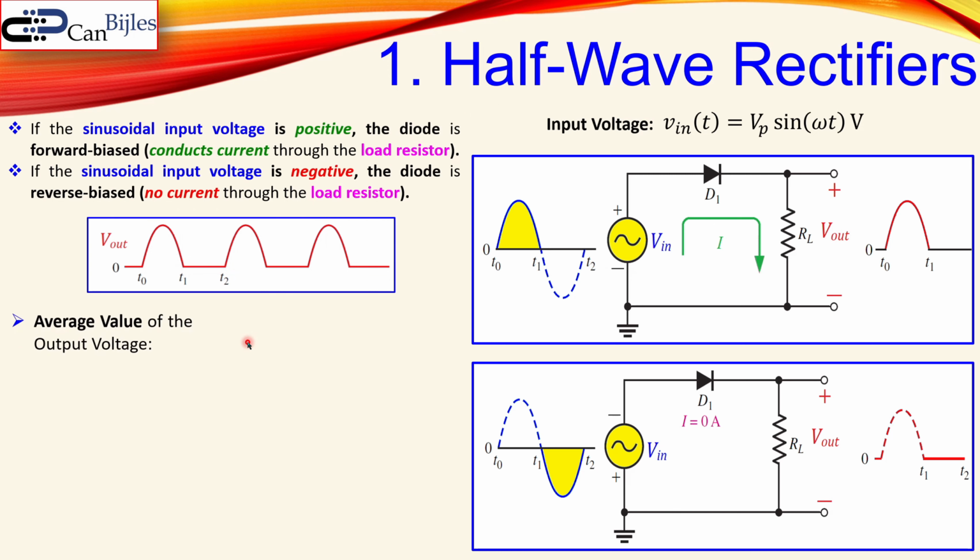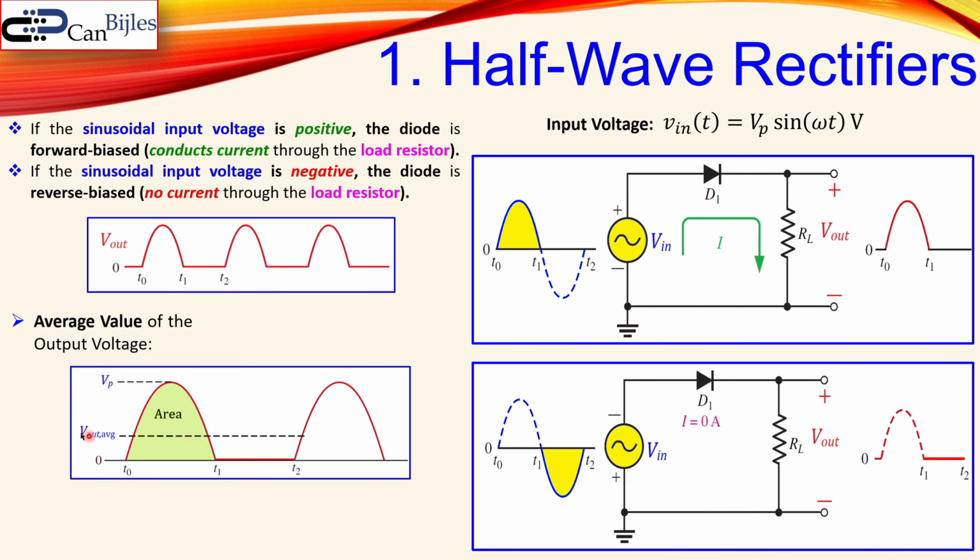The average value of this signal is most of the time very important, because we are not interested in the instantaneous values. It is given by this area, and V out average is the value for this green part. Calculating that using integrals results in Vp, the peak value of your input voltage, over pi. That is when we consider the diode to be ideal. If it has some 0.7 volts drop, then you need to adjust this to (Vp minus Vd on) over pi, which is the more exact expression.